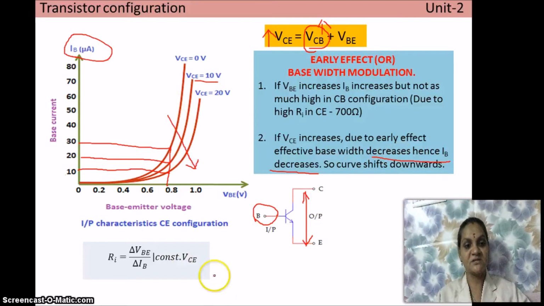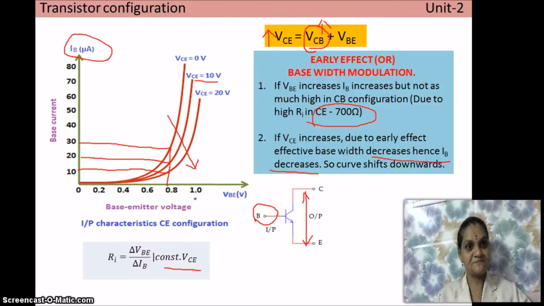Here the input resistance is the change in input voltage over the change in input current at a constant output voltage. Input resistance is somewhat high compared to that of common base, which is of the order of 700 ohms. And this is the behavior of the input characteristics of common emitter.